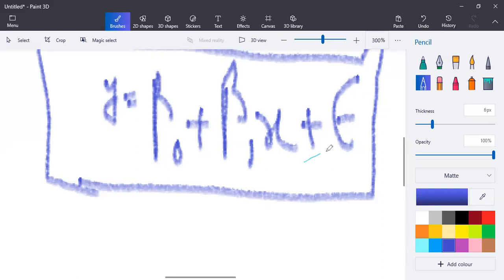So this is the linear regression equation, right? Sir, please repeat this. Just a minute.